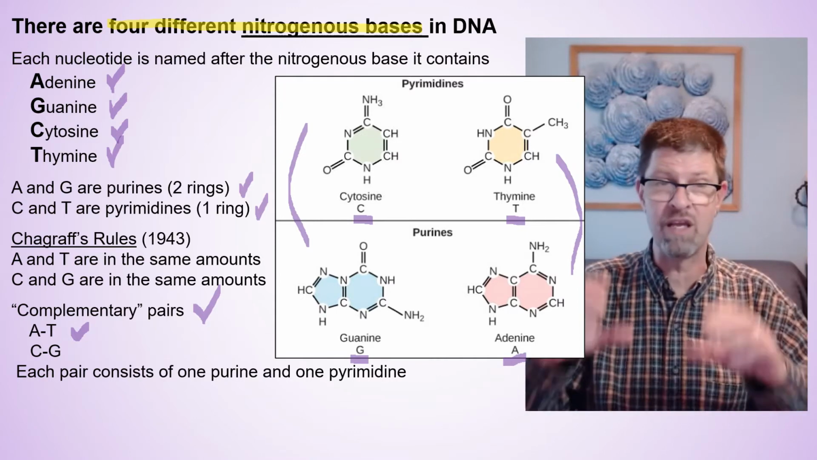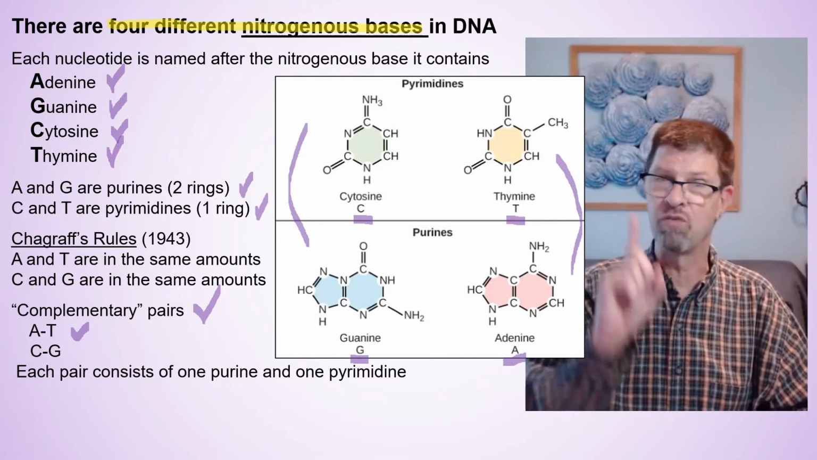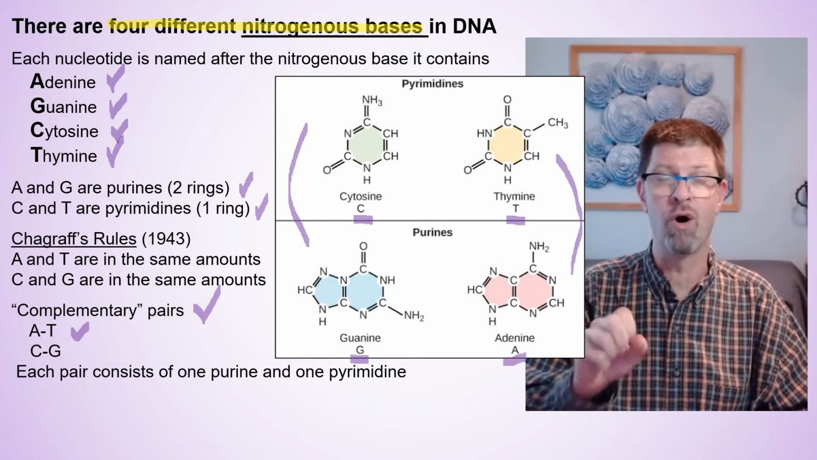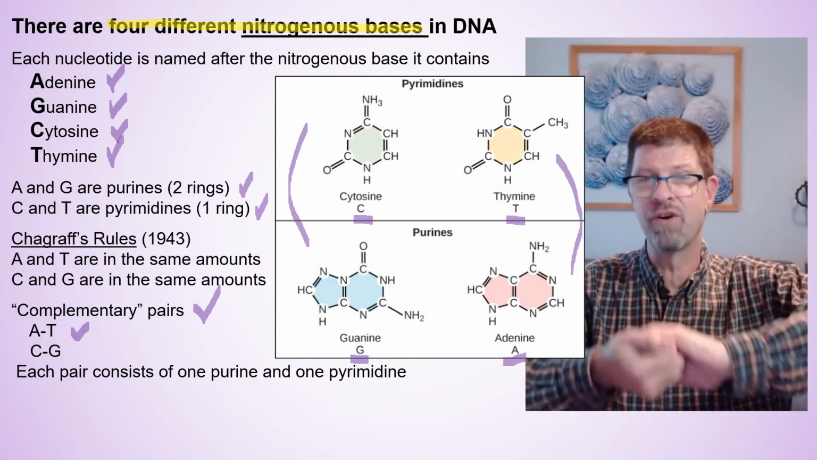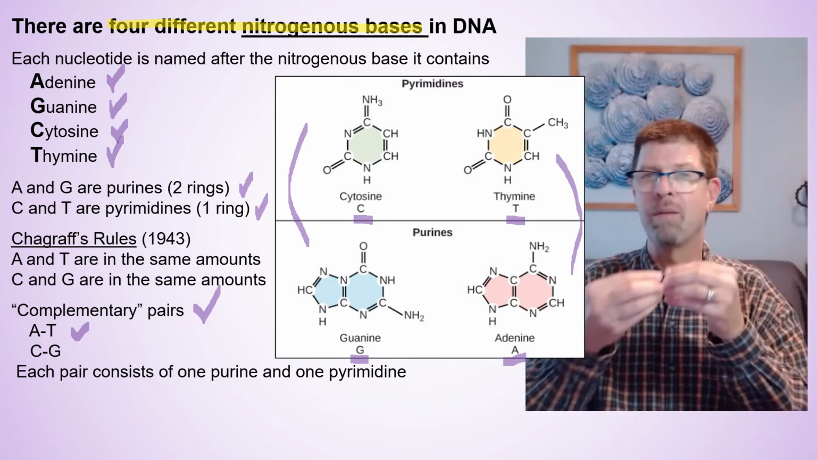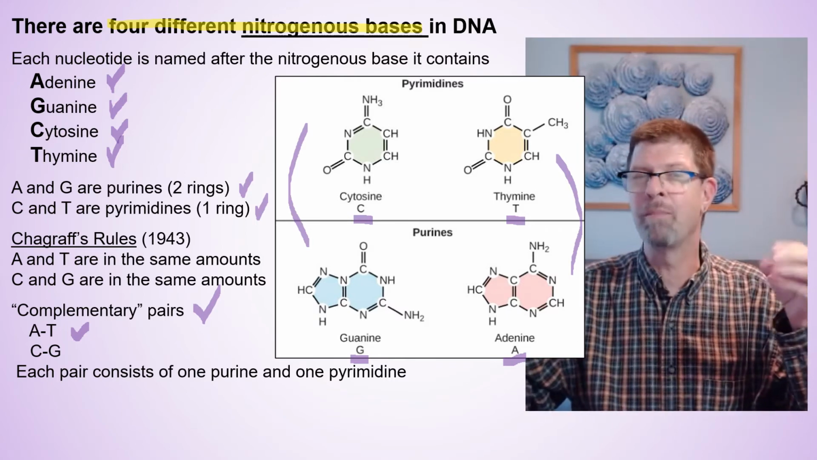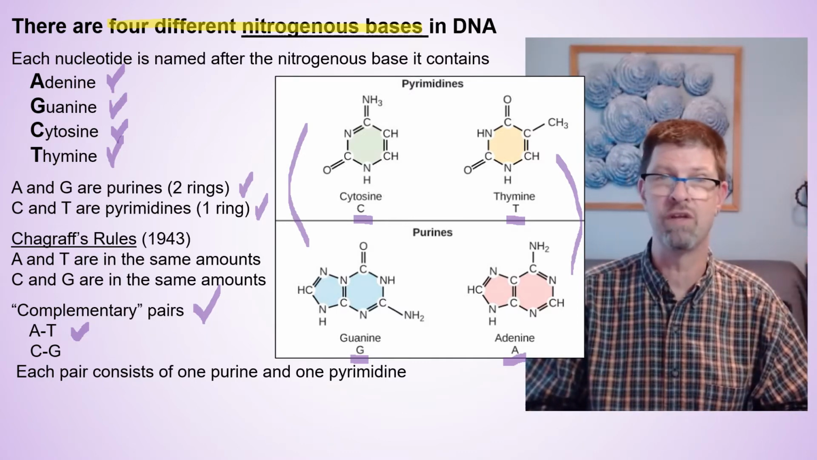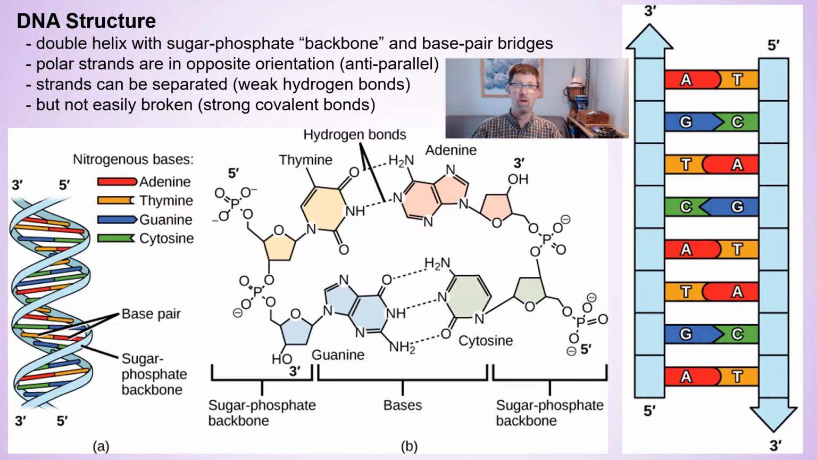You'll notice that each one of those complementary pairs has 1 purine and 1 pyrimidine, and that's really important because we're always tying together a 2-ring molecule and a 1-ring molecule, so we make a pair that is always the same size. That's really important in terms of the structure of this DNA. Wow, there's a lot going on here, so let me break it down for you a little bit.